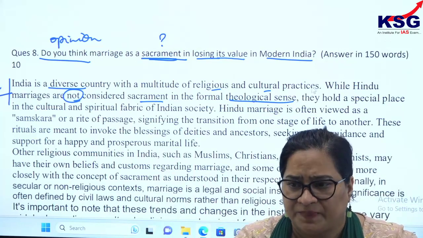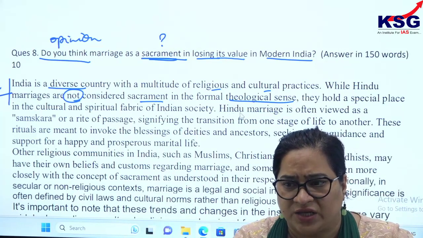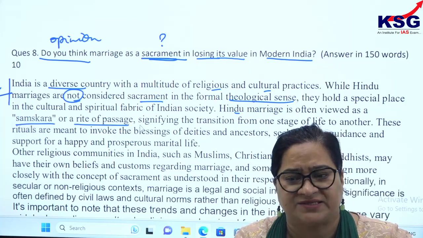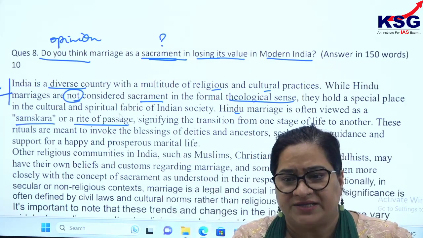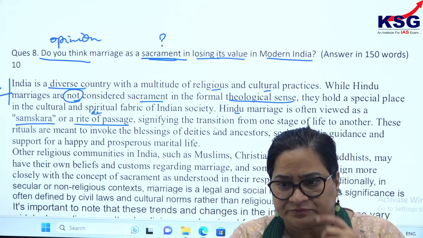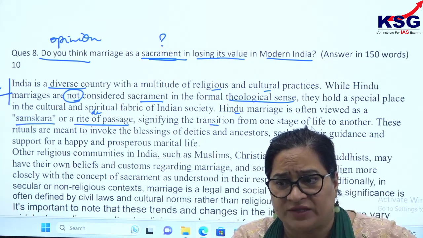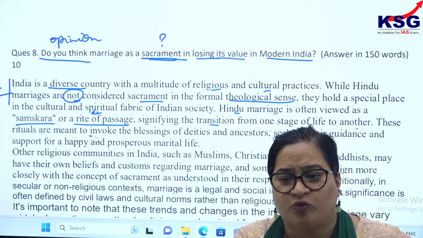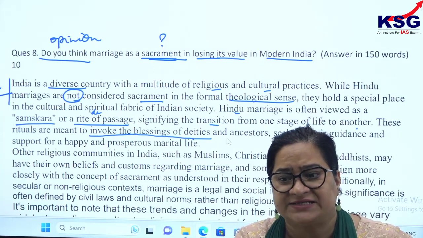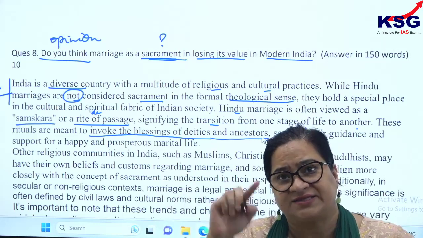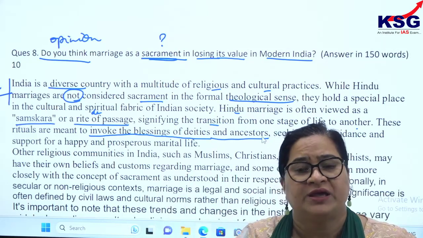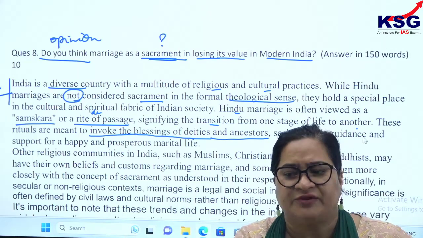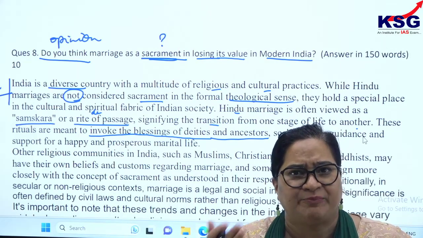Okay. So here, when we are talking about it, in Hindus we can see marriage is treated as a samskara or a rite of passage, rites de passage also you can write. Signifying transition from one stage of life to other. And these rituals are meant to invoke the blessings of deities and ancestors. That's why you will see ancestor worship and deity worship both taking place when marriage is going on. And that's done for seeking the guidance and support for a happy and prosperous life.